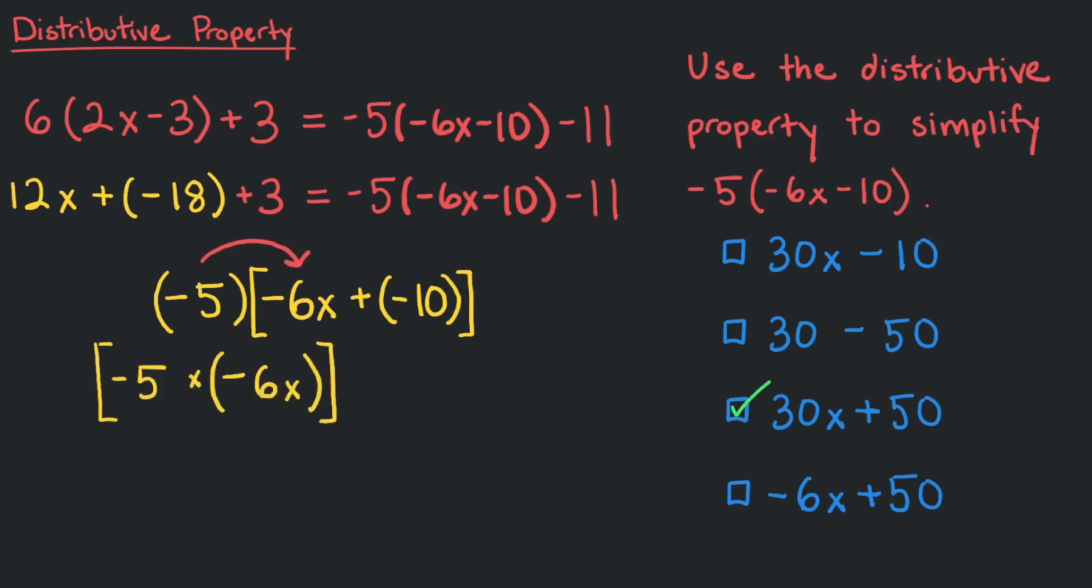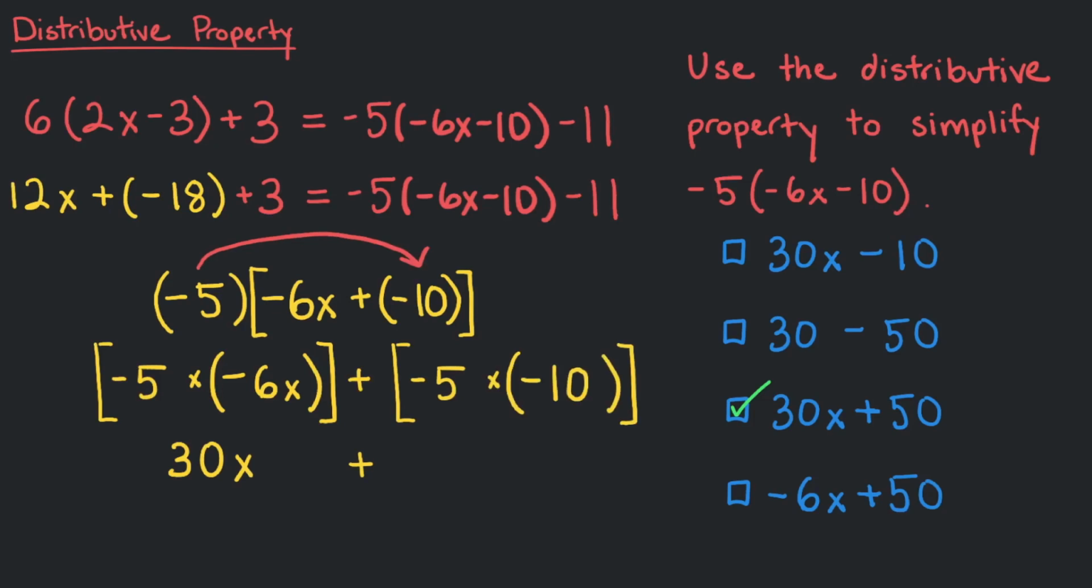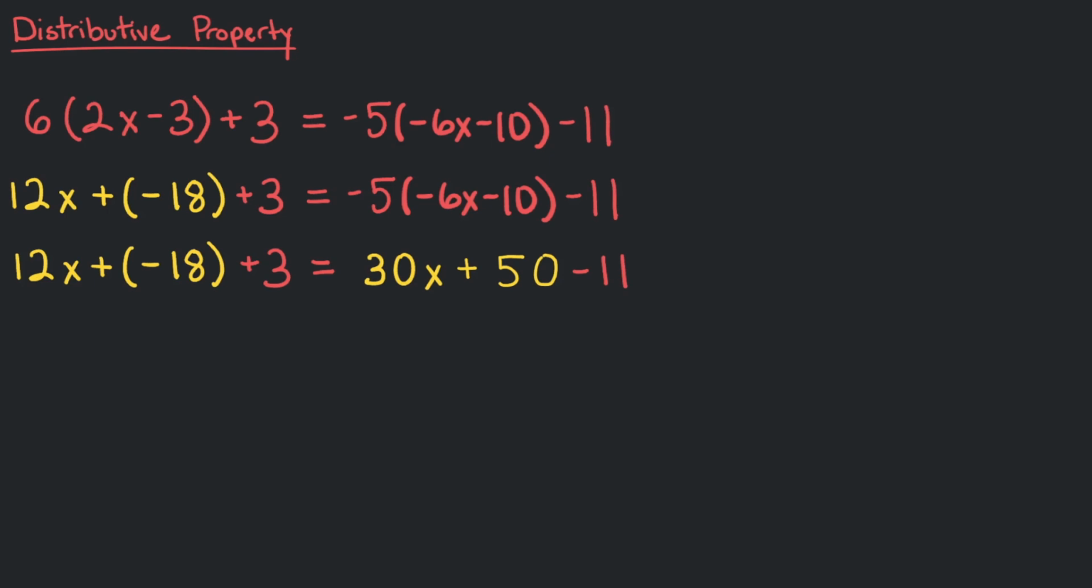Negative 5 times negative 6x is positive 30x. A negative times a negative is a positive. We keep the addition sign. Then multiply negative 5 times negative 10 to get positive 50. Our problem now looks like this. The rest is just adding like terms and dividing. What is x?